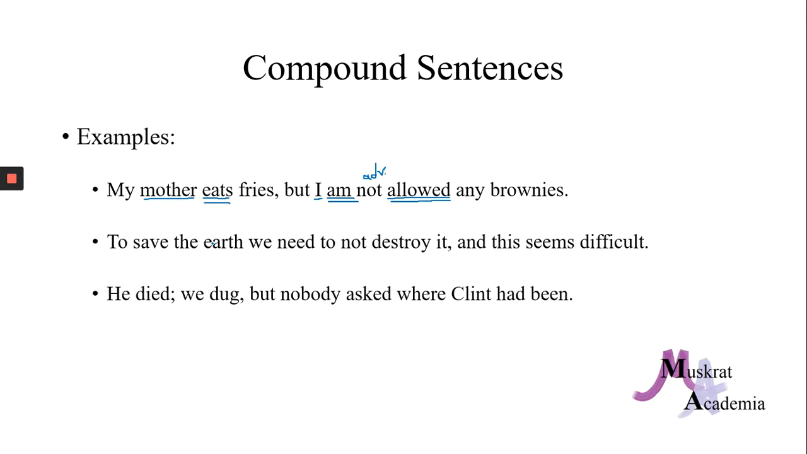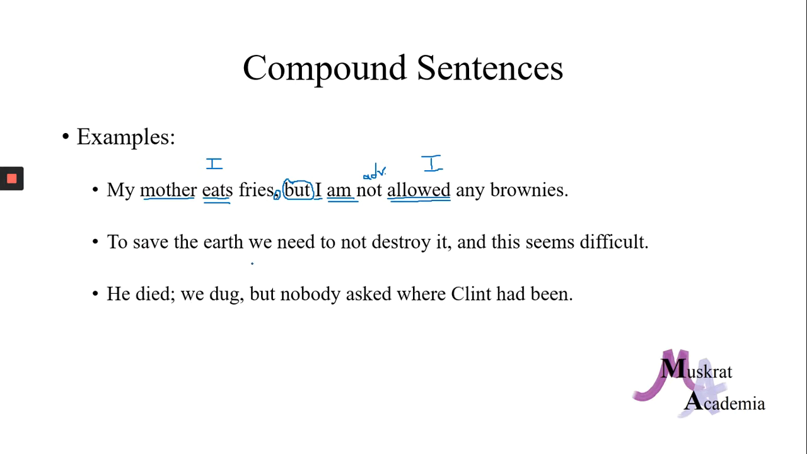All right. And now let's look for whether this is independent or dependent and how this is all put together. My mother eats fries. Well, that's going to be independent. That can stand by itself, and we're going to hint when we see this comma and then a conjunction. Conjunction, what's your function? Link down in the description below. Schoolhouse Rock rocks. All right, comma, conjunction. So we know independent, I'm not allowed any brownies. That can stand by itself, so we have independent plus independent.